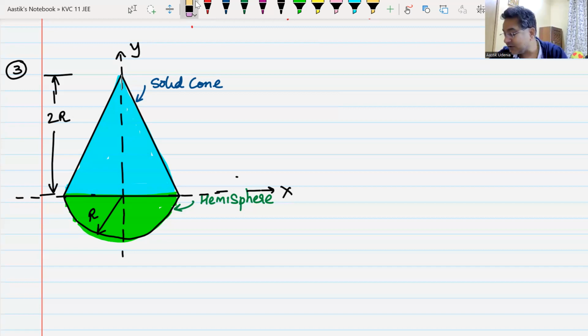Can you locate the center of mass of this composite figure? I'll give you 2 minutes to do it. For this, you will have to just remember what all things we had studied in the previous class. Sir, mass is same, sir. Sir, what about the mass? Was the mass given in the last question?